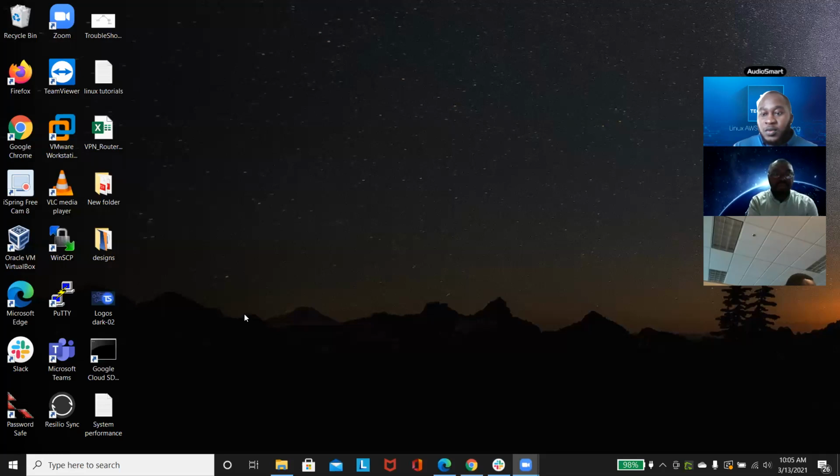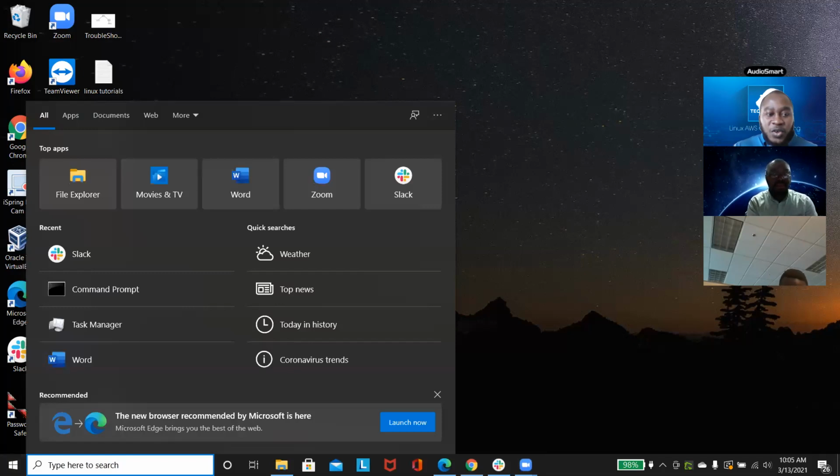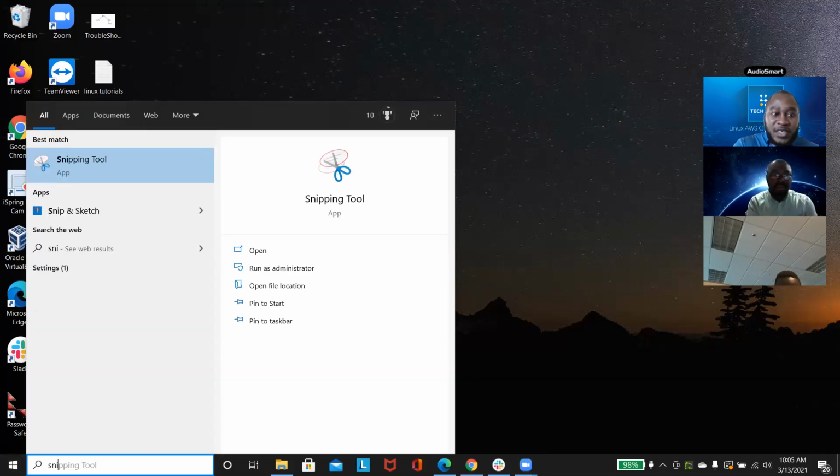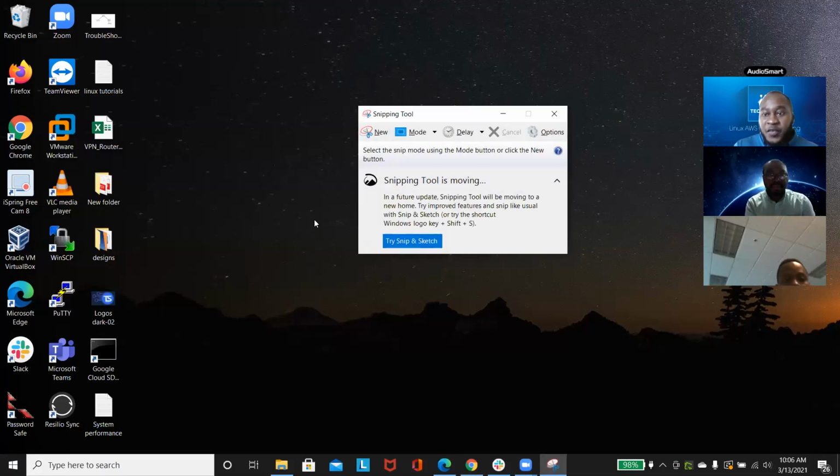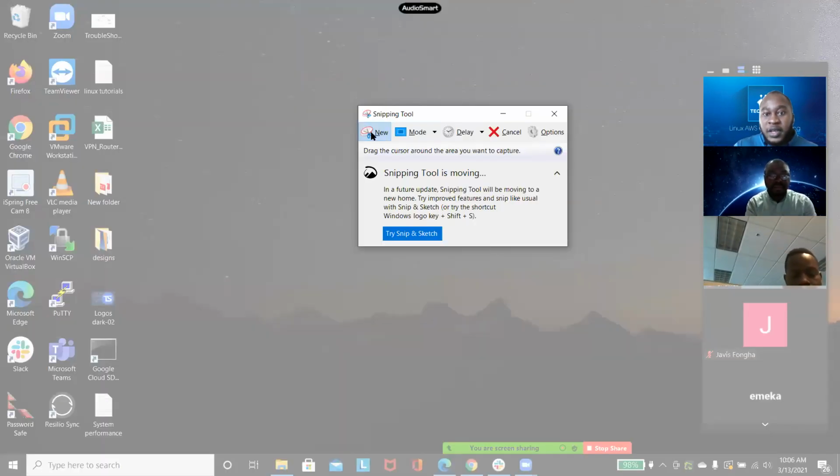Okay, so Jonathan, if you come right here into the search bar next to the Windows icon and start typing "snipping," it's going to show up. This is the Snipping Tool, right? And you open it up, and if you click on New, it's going to open this.